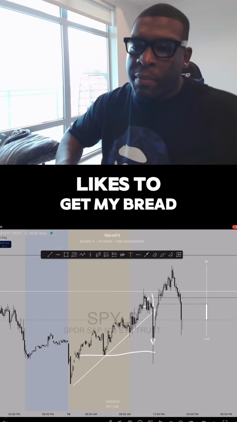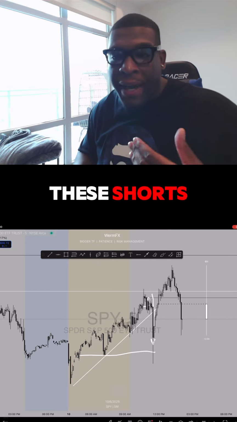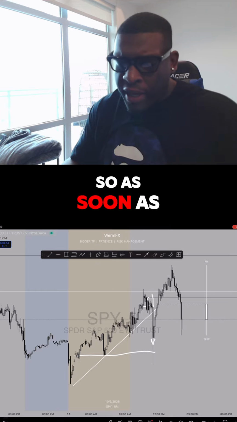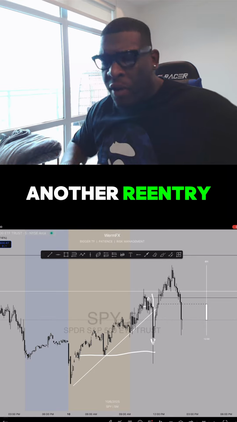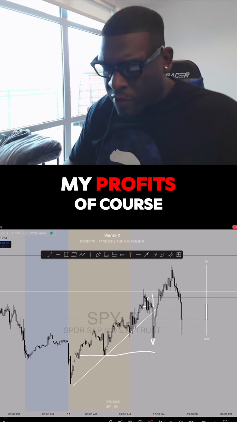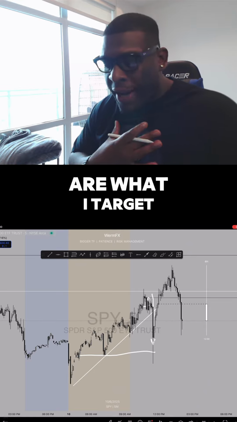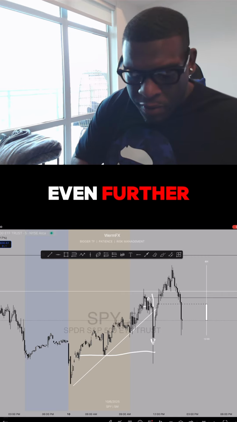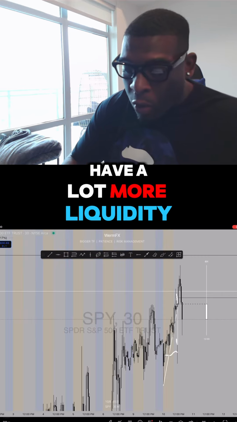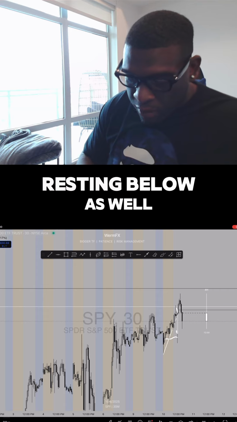I'm the type that likes to get my bread, especially these shorts, because these shorts pay a lot faster than the long position. So as soon as I exit the market, I might look for another reentry, or I might leave runners and then trail my profits, of course. These trend lines, those are what I target. And if we zoom out even further, you'll see that we have a lot more liquidity resting below as well.